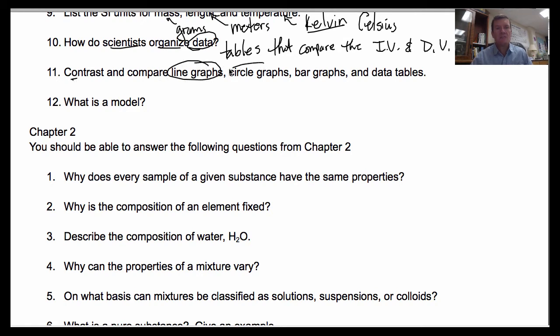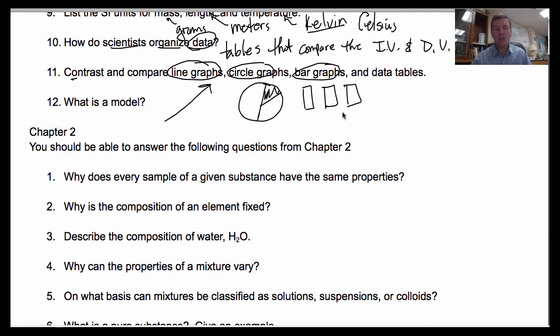Line graphs, circle graphs, and bar graphs. A line graph is going to have a series of data points showing some type of trend. Circle graphs are showing a portion out of a whole. Bar graphs are good for looking at categories. So bar graphs would be good if you're looking at how many different colors are in a bag of M&Ms or something like that.